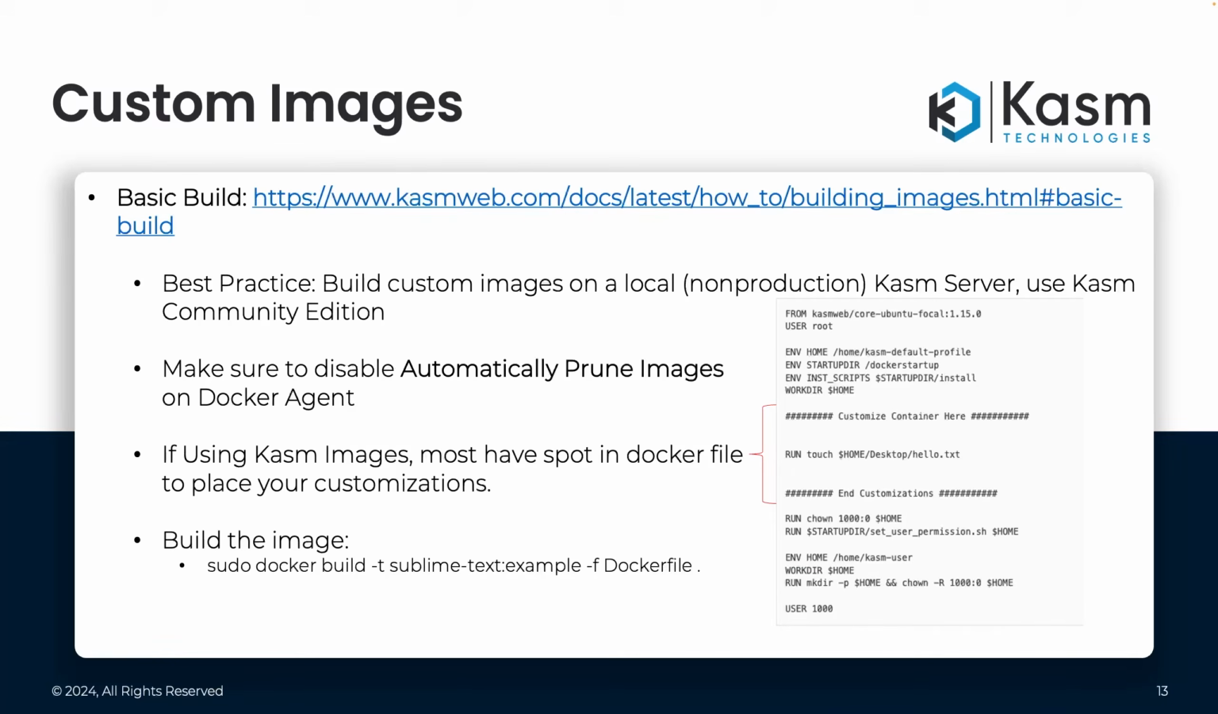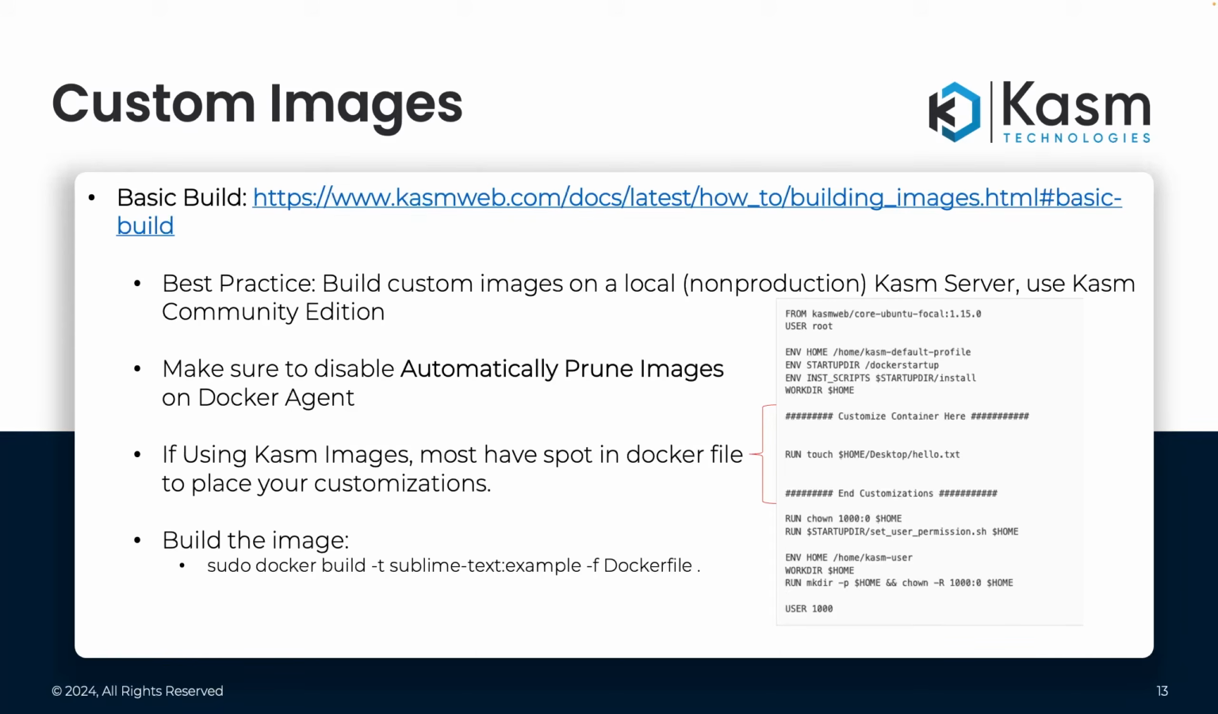A best practice we have is to actually build and test your custom images on a local or non-production Kasm server utilizing our Kasm Community Edition. When performing a build directly on a Kasm server or agent, be sure to disable automatically prune images for the applicable agent. This will ensure that the pruning process won't inadvertently delete unneeded images as part of the build function we are performing.